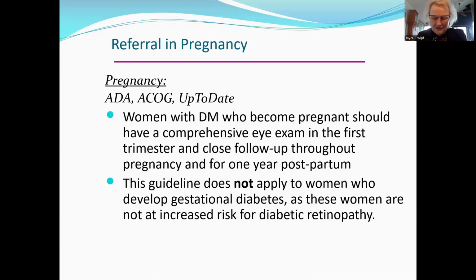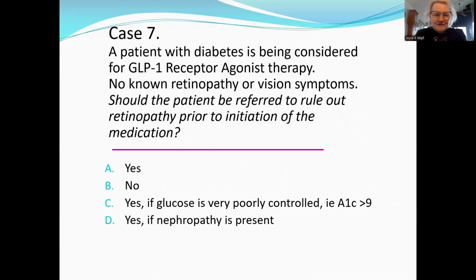diabetic retinopathy. Case 7. A patient with diabetes is being considered for GLP-1 receptor agonist therapy. No known retinopathy or vision symptoms. My question here is, should the patient be referred to rule out retinopathy prior to initiation of the medication? A, yes. B, no. C, yes, if glucose is very poorly controlled, and I'll use A1C above 9 here as example. D, yes, if nephropathy is present. Now think about that for a moment and what you're doing with your own practice, where we're using GLP-1 RAs often.